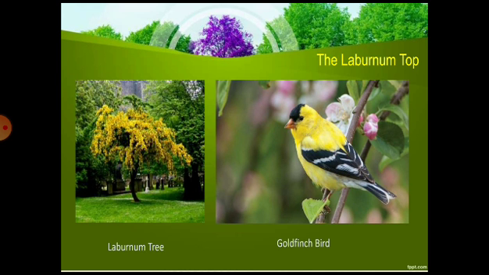So in the picture, you can see on the left is the laburnum tree. It's a short tree with hanging branches, yellow flowers and poisonous seeds. And on the right side is the bird goldfinch.